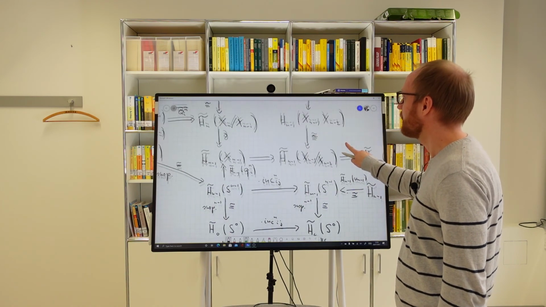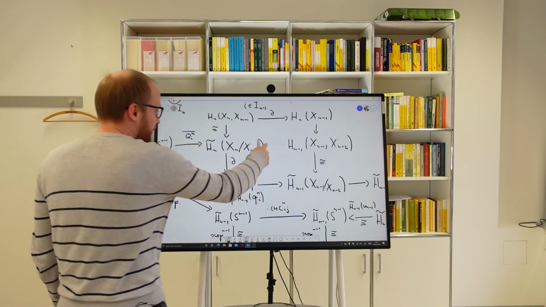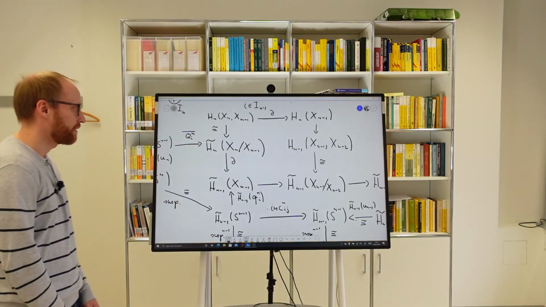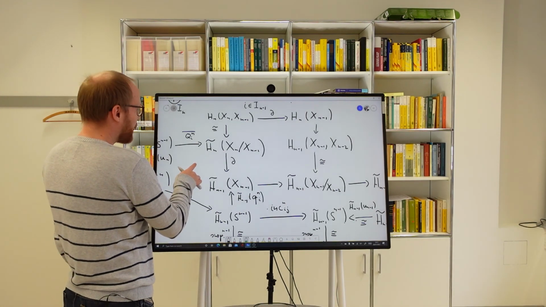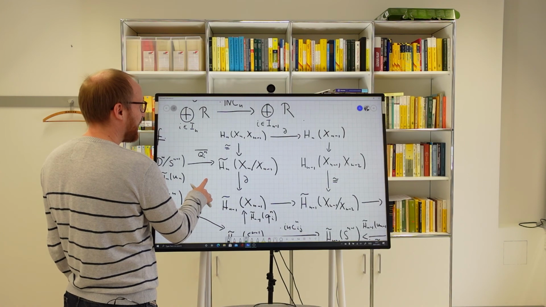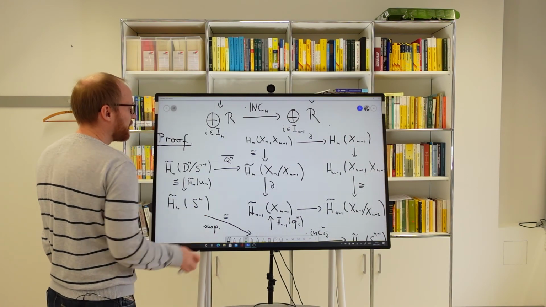So now we know that also this one commutes, and it's a quick check that now the whole diagram also commutes, as we have seen that all these meshes commute. Okay, so this is a huge commutative diagram of R-modules, and now why does it prove our assertion? That's because of the following.